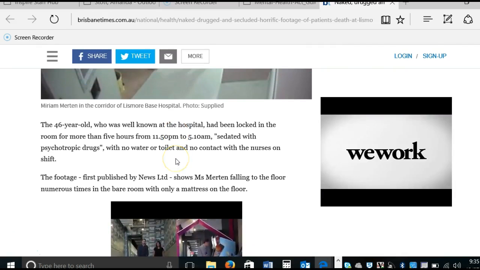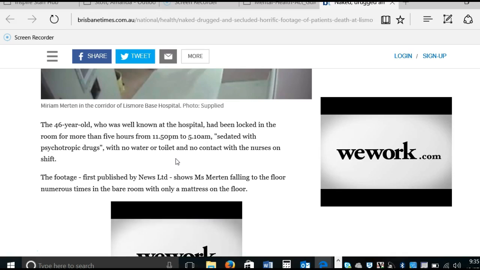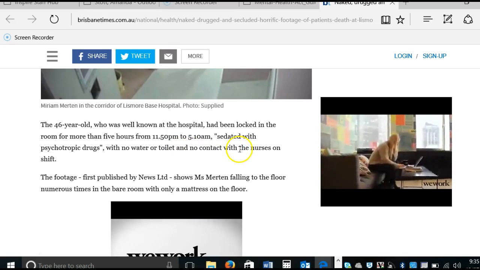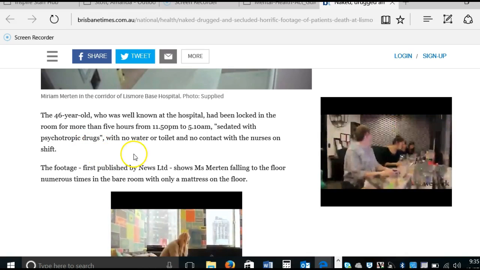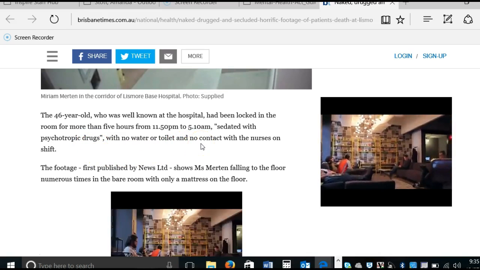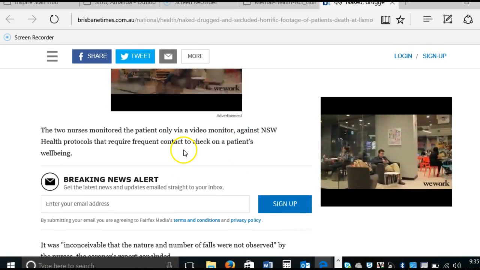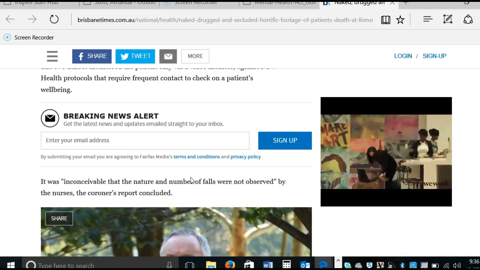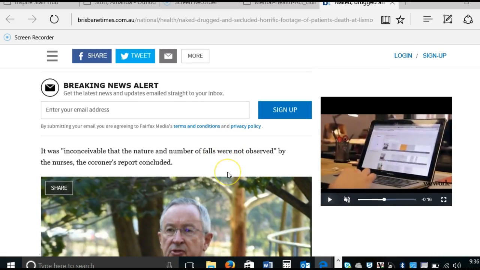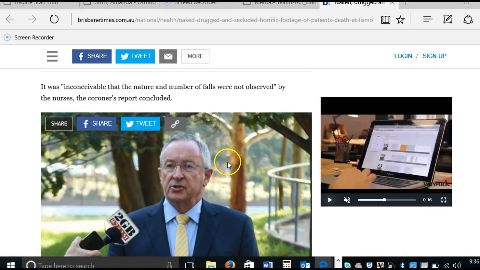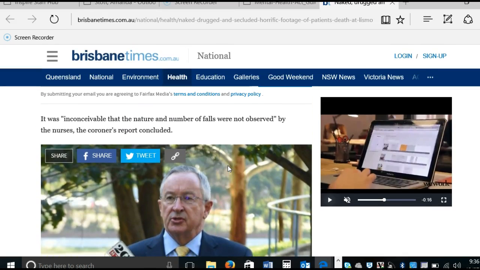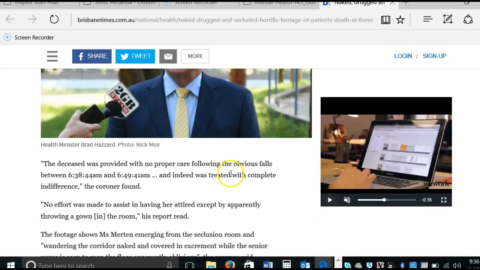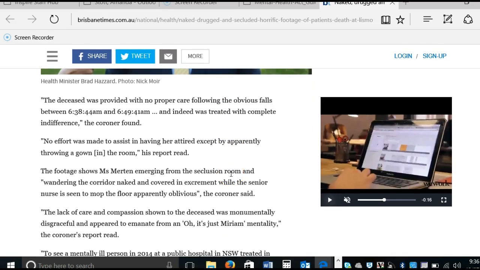because poor Mrs. Merton was falling to the floor numerous times because she was so heavily sedated with psychotropic drugs. She had no water or toilet and no contact with the nurses on the shift. She sustained dreadful head injuries and then she died. So the coroner has slammed this case, in particular the policies in place, and what really comes to the fore, and this is the ethical conduct of the nurses involved, and they have faced disciplinary action.